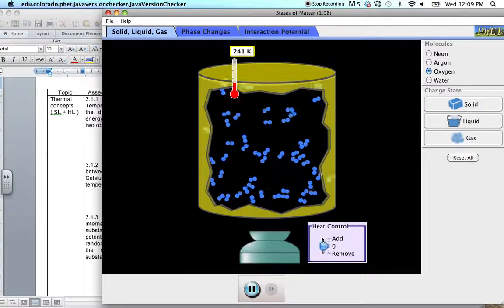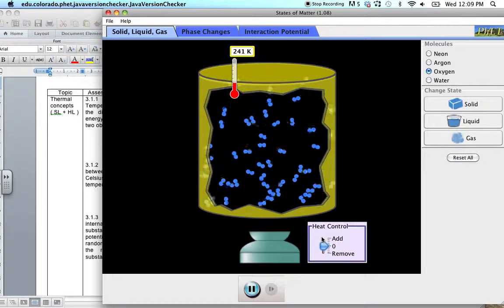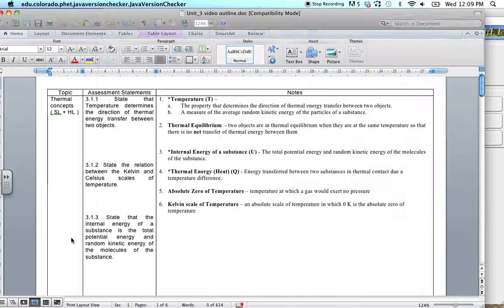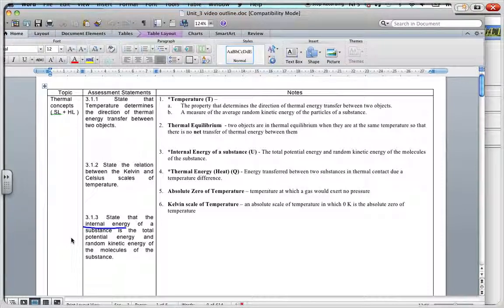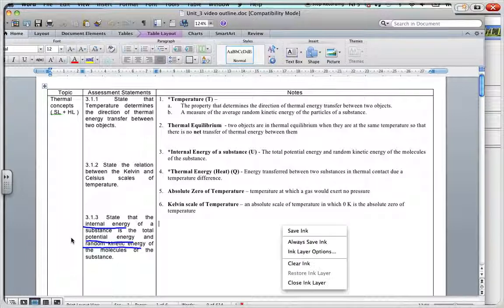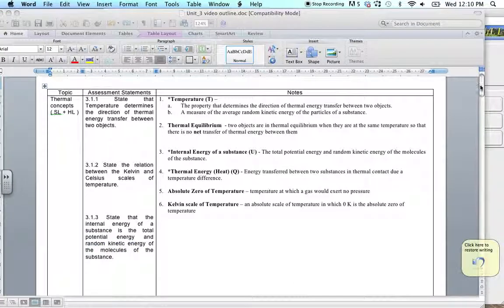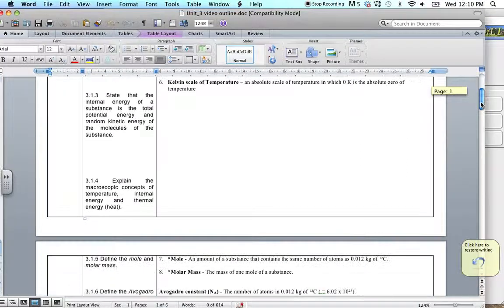And it's a combination of both the kinetic energy and the potential energy that makes up the internal energy of the substance. So the internal energy of the substance is the total potential energy, that's overcoming the bond energy, and the random kinetic energy, that's the movement energy of the particles. Okay, I hope that makes sense. It's a very important concept for you to make sure that you understand. Okay, so moving down here, let's move further down.